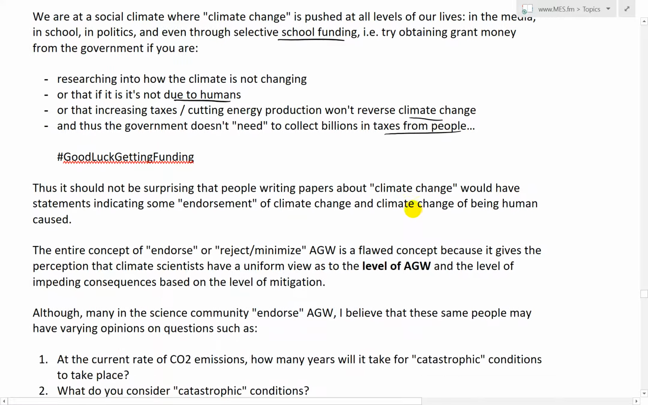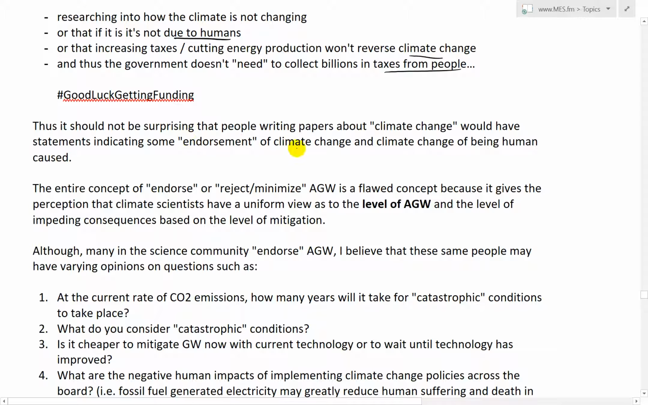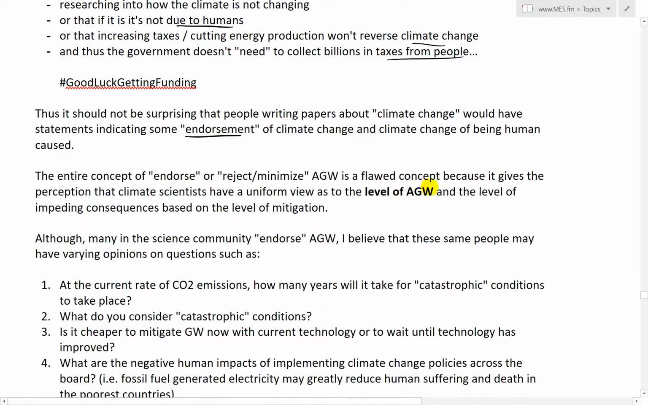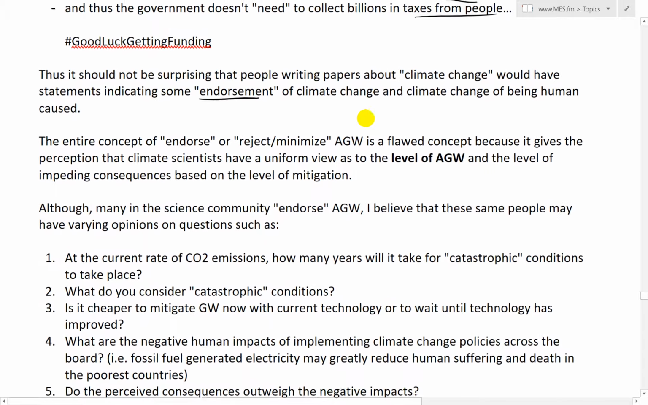Hashtag good luck getting funny. So thus it should not be surprising that people writing papers about climate change would have statements indicating some, quote, endorsement of climate change and climate change being human caused.